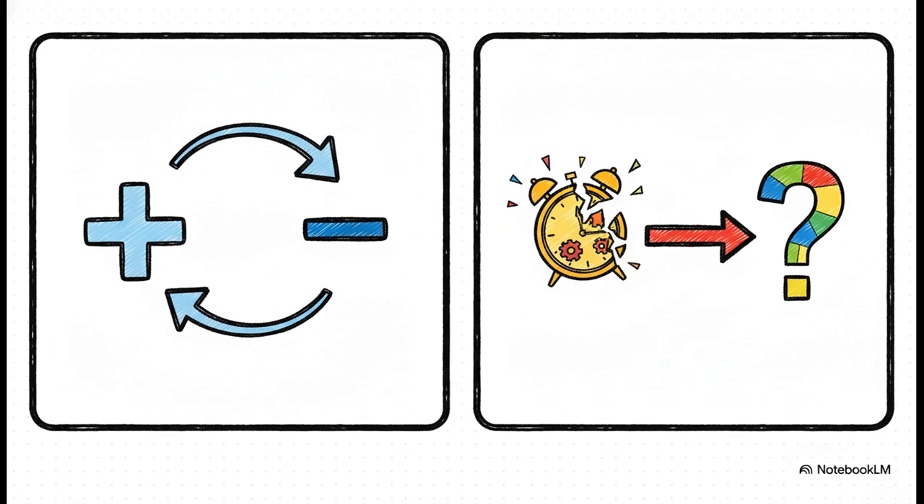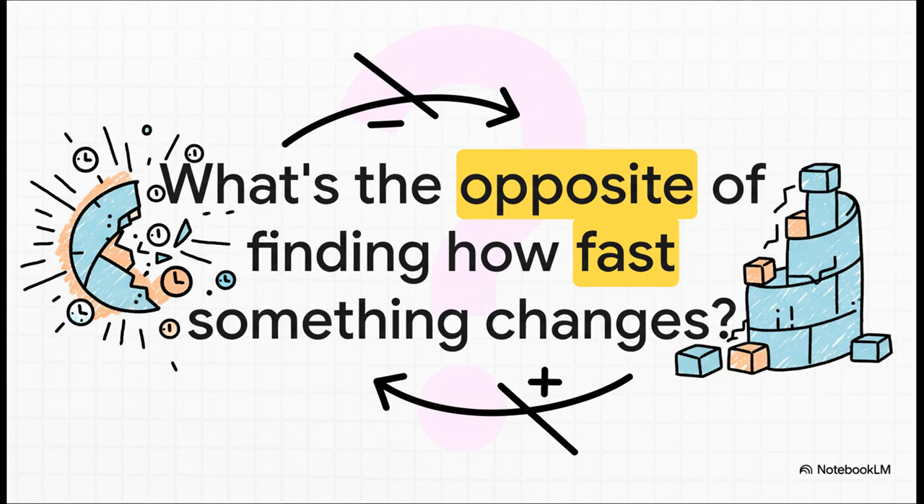Math is full of opposites, right? You've got addition and subtraction, multiplication and division. A while back, we talked all about derivatives. That's how you find the rate of change of something. But what's the opposite of finding change? Yeah, let's really focus on that question.